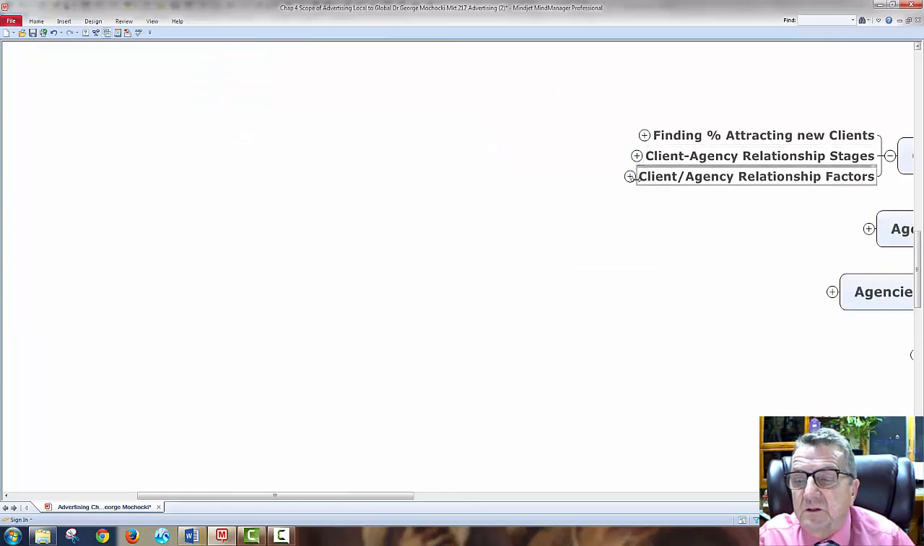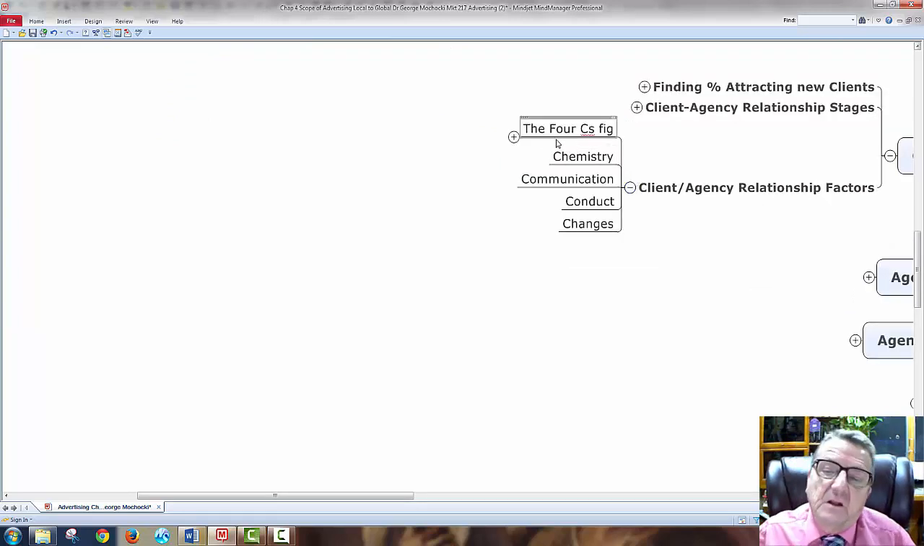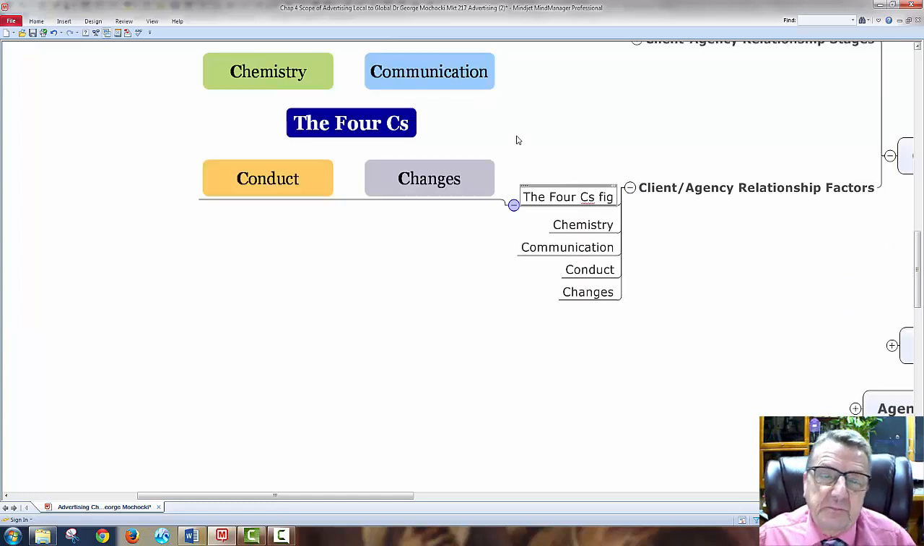Okay, now the client relationship. The four C's, and I'm going to go with this one. The four C's, I like the picture on here. When I look at the four C's, just remember, I tie relationships the same way you build and maintain a relationship with your own friends and your network, or your friends and family, or your marriage, or your relationship with two individuals.